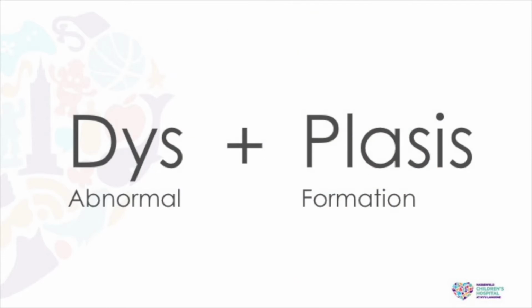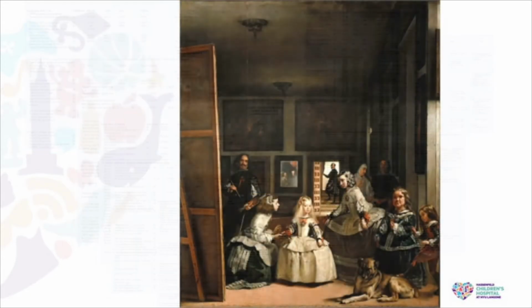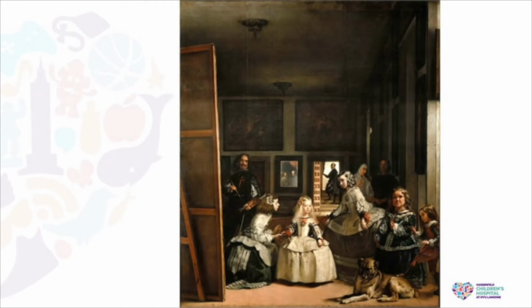Dysplasia comes from the two Greek components, dys, abnormal, and plasis, formation. A skeletal dysplasia is an abnormal formation of bone, and over 250 kinds have been described. It would be impossible to go over them all in a review course. This shows the current classification system is impossible to memorize. Therefore, it can sometimes be easy to use visual mnemonics.